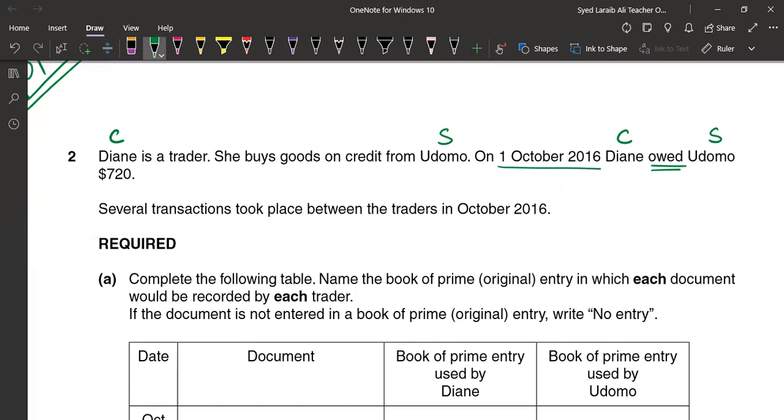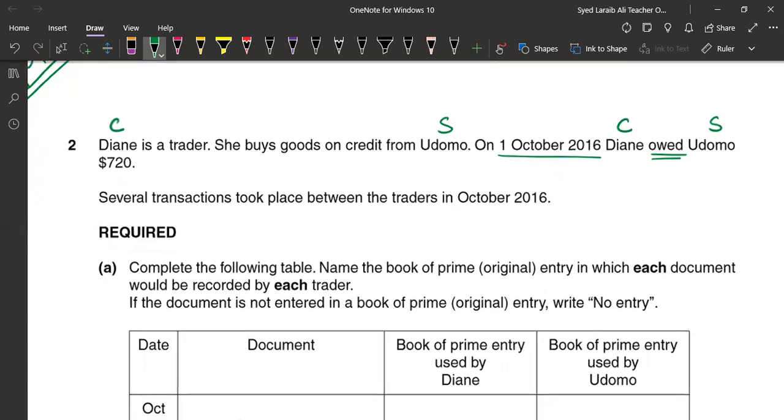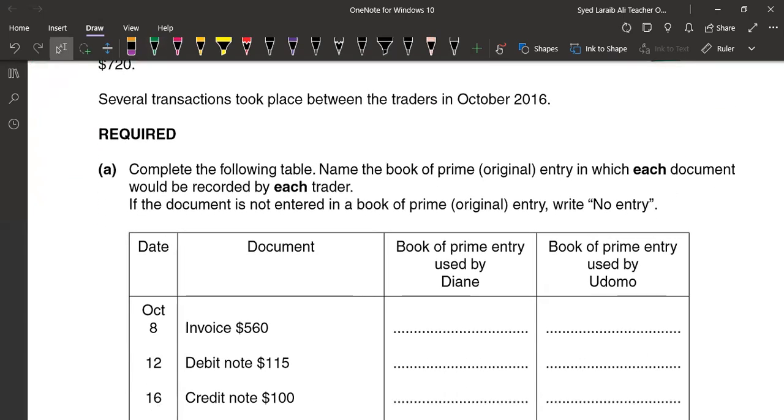This is not a transaction basically. This is the balance which is brought down from the previous month. Or in other words, I could say that this is the closing balance of September 2016, which had been brought down. According to this particular line, it mentions that Diana has to pay to Odomo $720 from 1st October 2016. Several transactions took place between the traders in October 2016.